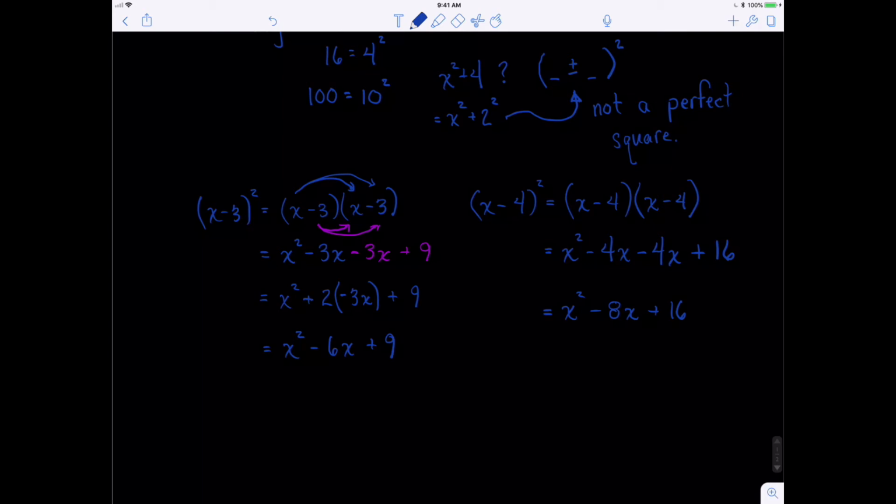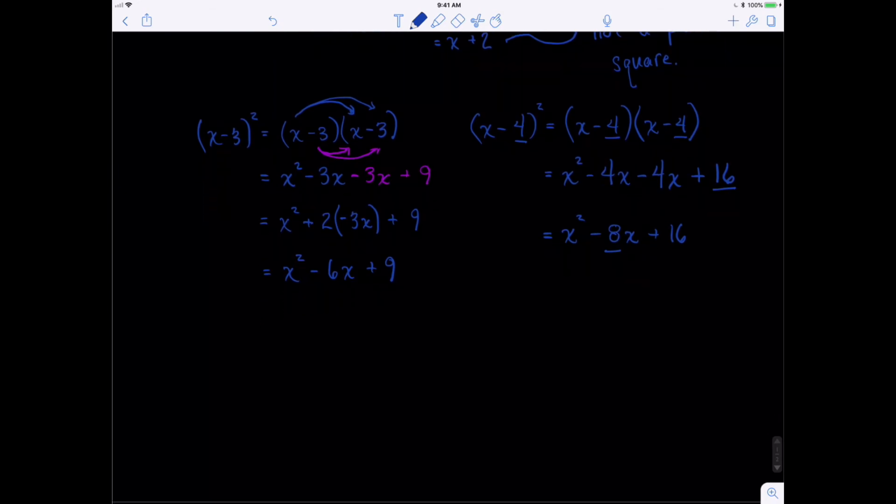Now, we're going to do this next one faster, because what I want to show you is this pattern. Notice that if I have a 4 in this position, and I just take the 4 and square it, I get my last term. That's the 16. And if I take my ending term here and double the 4, I get the minus 8x.